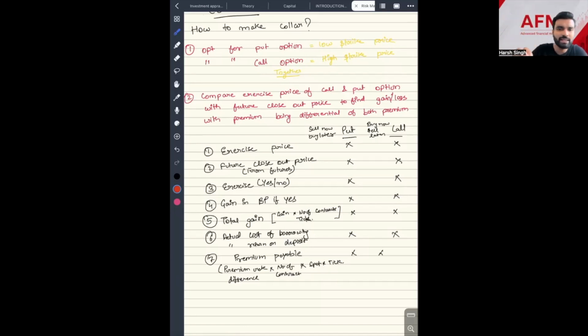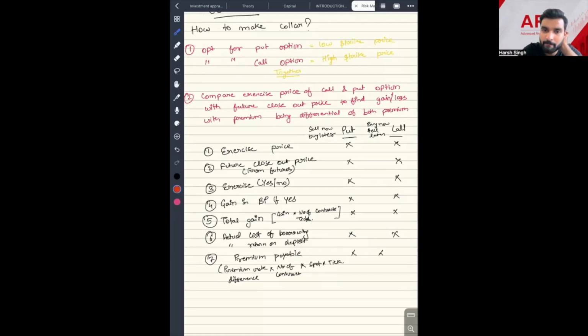Other than that, everything will remain the same except premium payable. In the premium, for put and call there will be a difference, right? The premium difference will be there. You have to consider that. Let's say 0.121 was the premium of put, 0.106 is the premium of call. The difference of that you have to take. Don't make it negative, take the normal difference. Why? Because premium we are always supposed to pay.